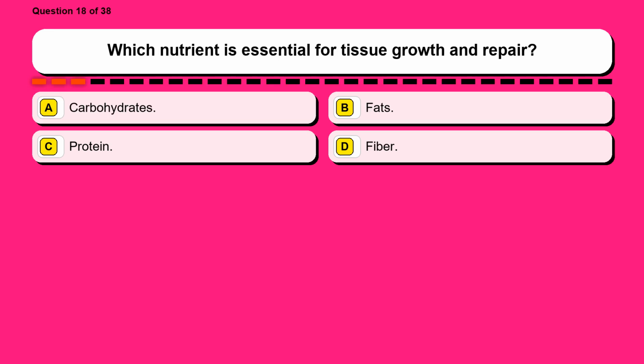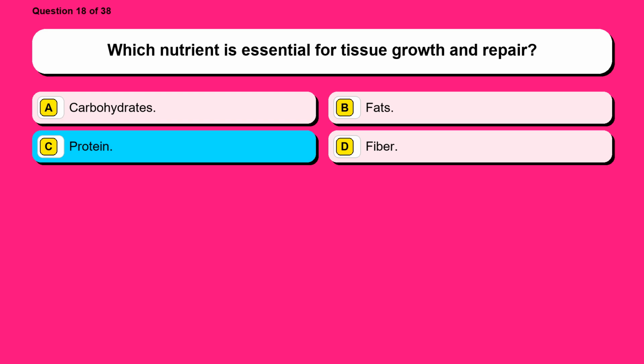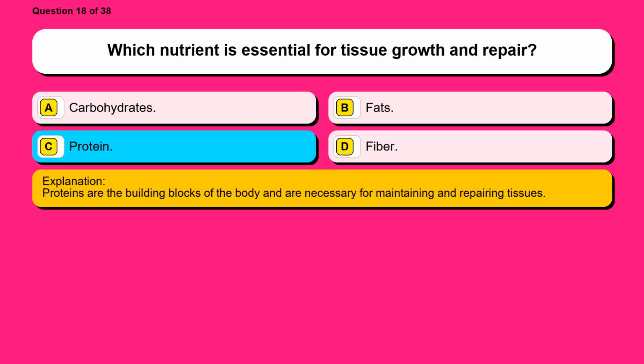Question 18. Which nutrient is essential for tissue growth and repair? Option A, carbohydrates. Option B, fats. Option C, protein. Option D, fiber. The correct answer is option C, protein. Proteins are the building blocks of the body and are necessary for maintaining and repairing tissues.